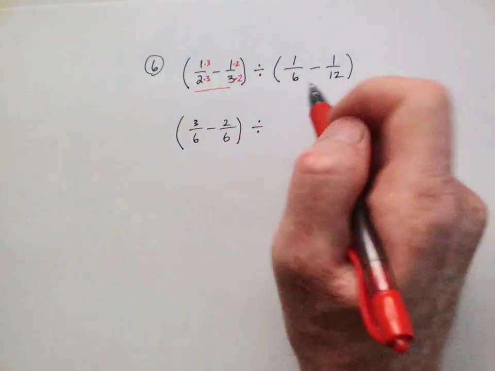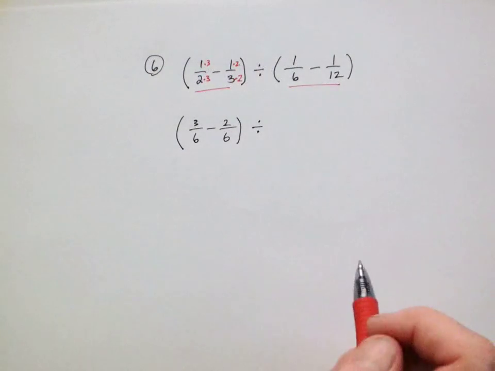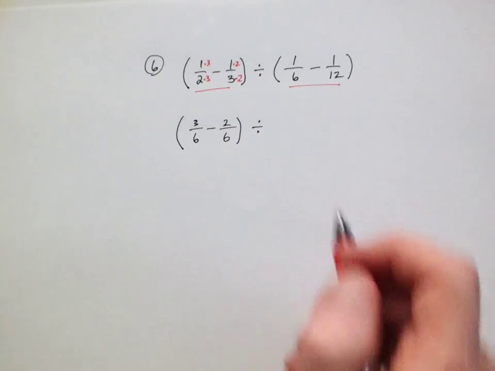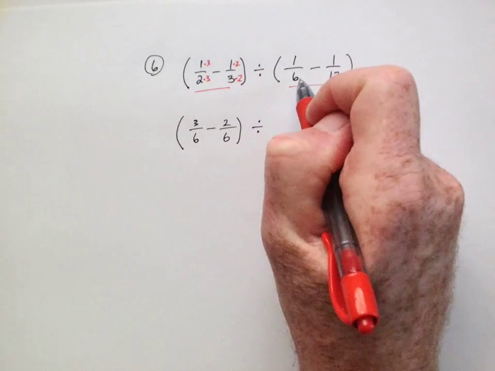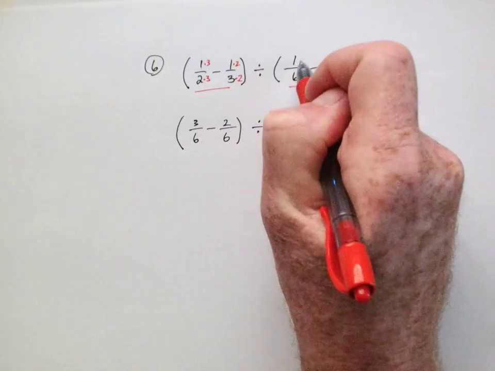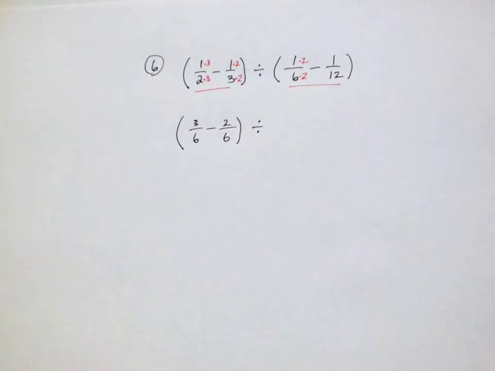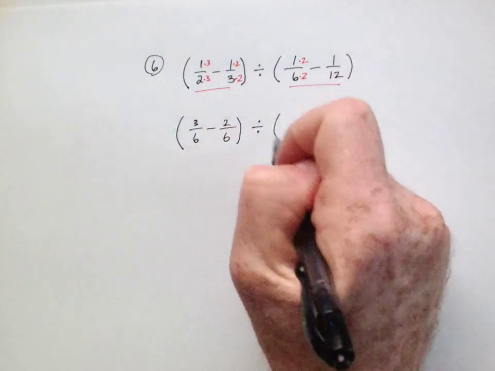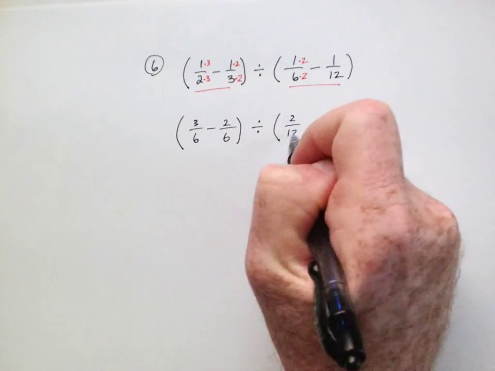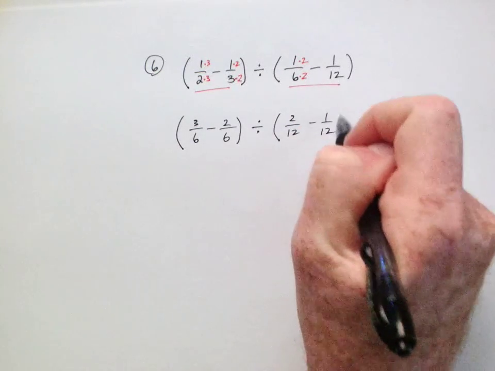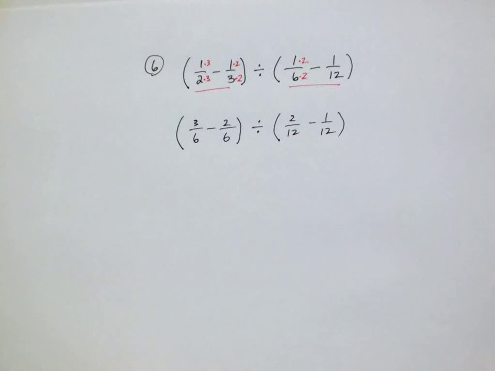And then for these two, the common denominator is 12. So in this first fraction, I could multiply by 2 on the top and the bottom. So then this one would say 2/12 minus 1/12. Okay, so we still need to simplify everything in the parentheses.